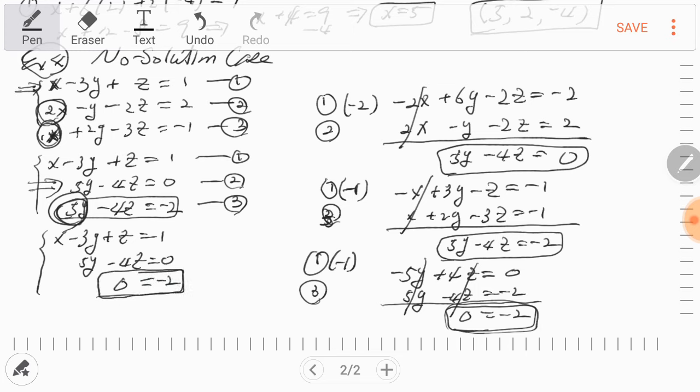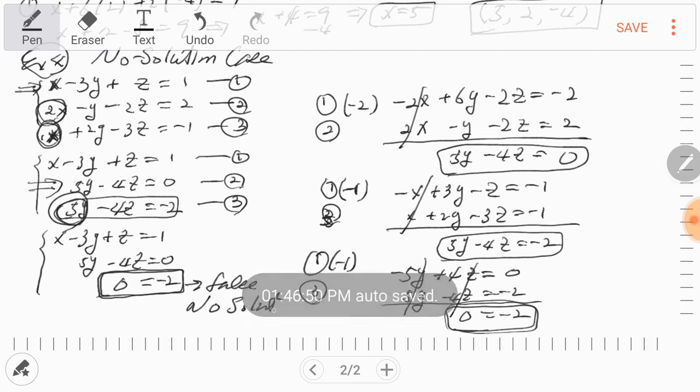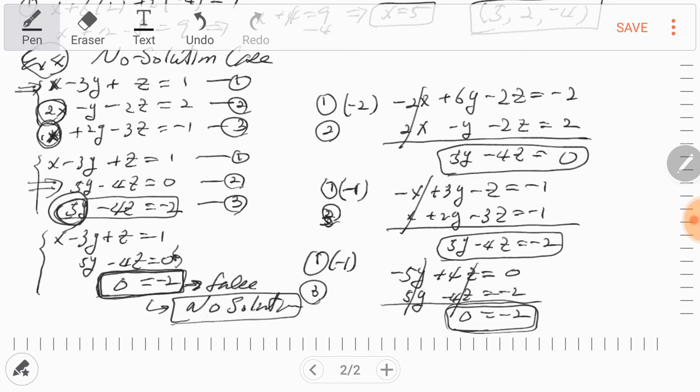Do you remember that if an equation is false, then there is no solution? So we can conclude that since the equation for z is false, we will say that there is no solution. We don't have to find y and x because we don't know what the z value is. So there is no solution for this system of linear equations.